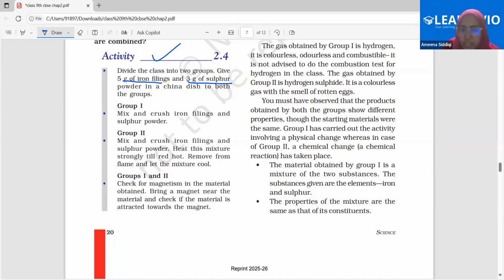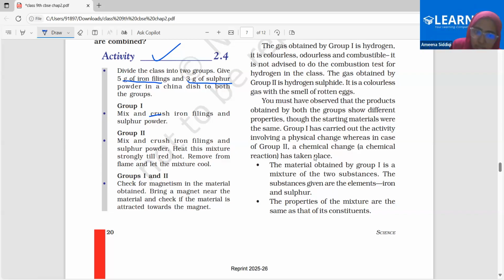Now, see what happens to both. Group 1: mix and crush iron filings and sulfur powder. Clearly, we are mixing them, so obviously it will not be a very good chemical bonding. Are you able to recall that in case of pure matter, the type of bonding that takes place is the chemical bonding, whether in elements or in compounds, right? And that is why we are not able to separate them through physical processes of separation, like filtration.